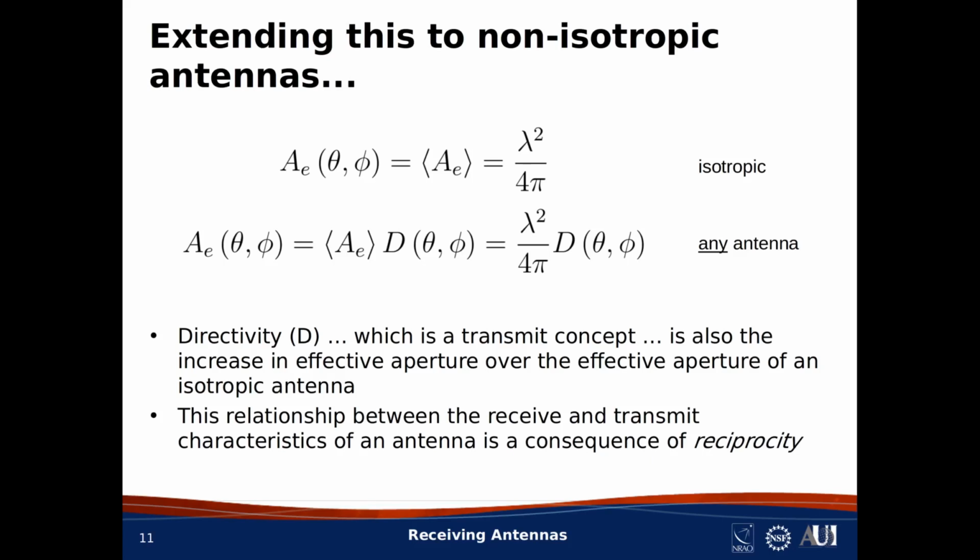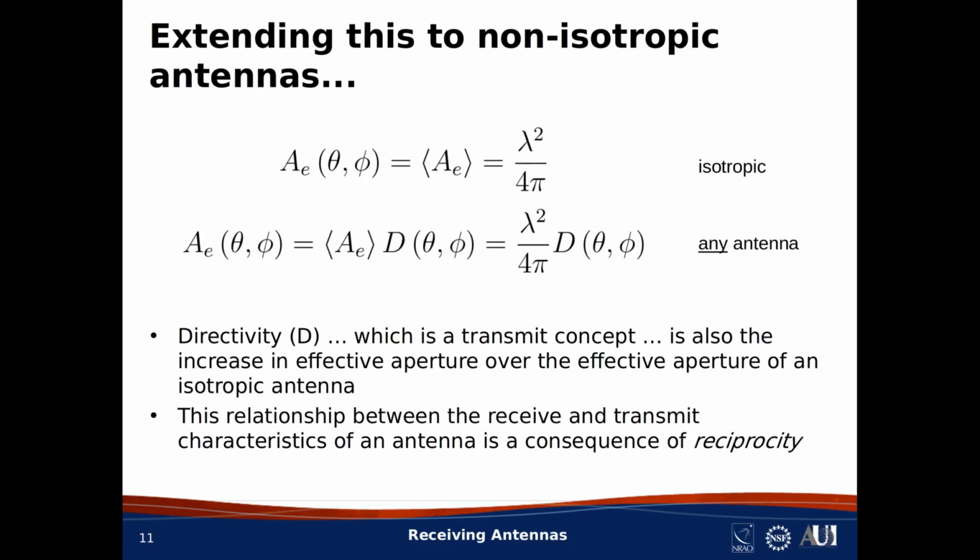Now, let me remind you that directivity emerged in a previous lesson when we considered the transmit properties of antennas. Specifically, the directivity of an antenna is the increase in power density radiated in a specified direction, theta phi, relative to the power density that would have been radiated by an isotropic antenna. Now, we're finding out that the directivity is also the increase in the effective aperture in a particular direction relative to the effective aperture of an isotropic antenna. In yet other words, if we know the directivity of the antenna, we also know its effective aperture. It's simply directivity times wavelength squared divided by 4 pi.